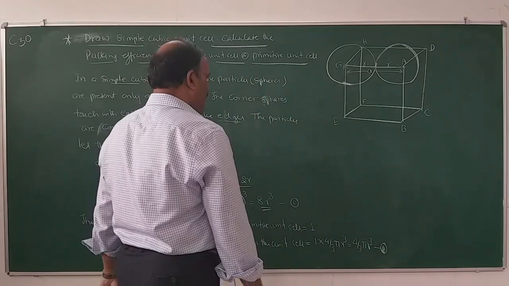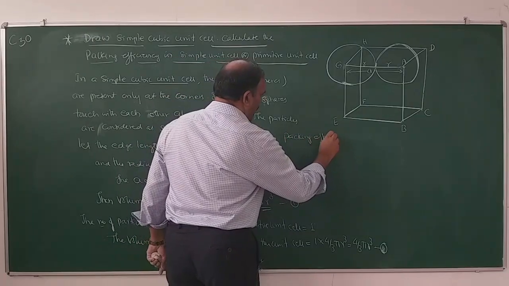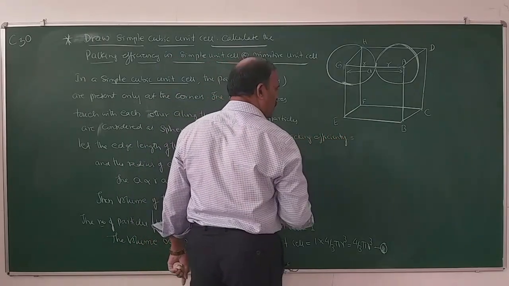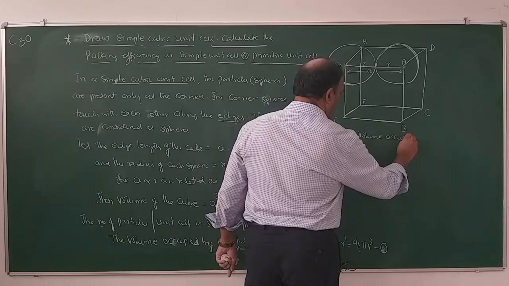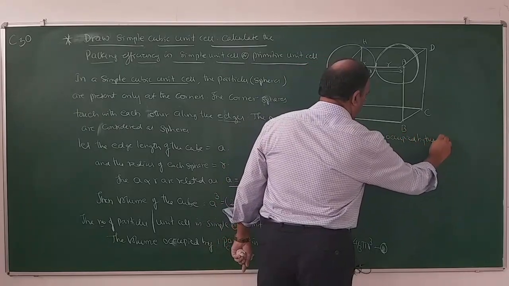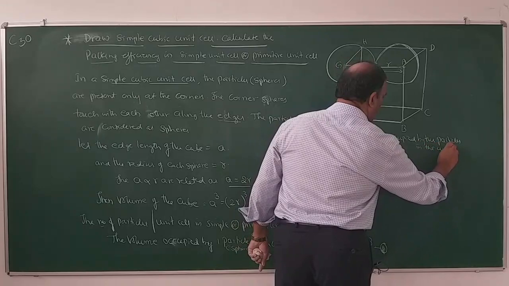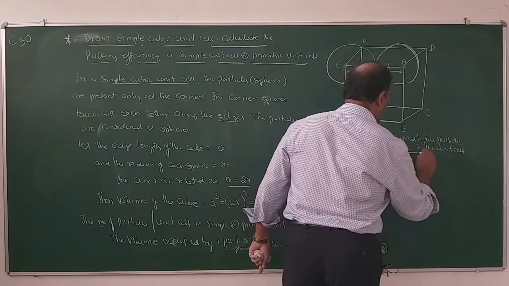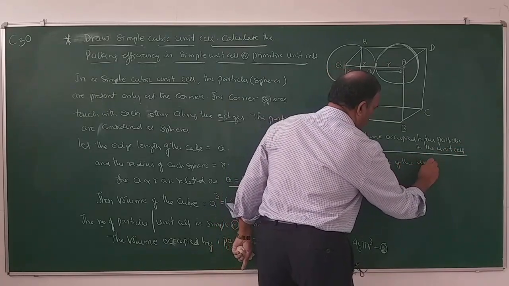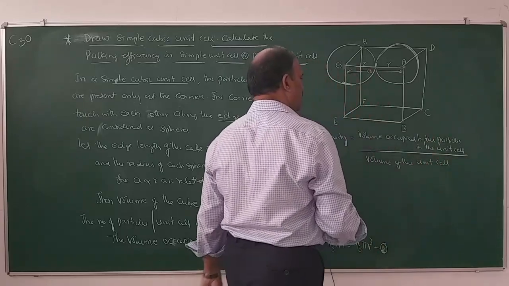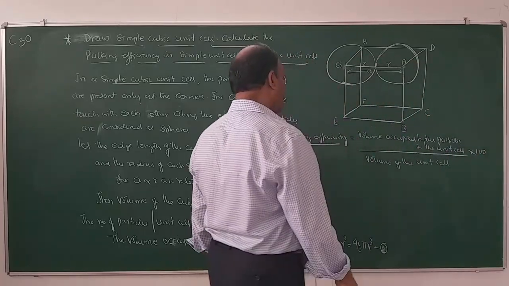Then what is the formula for packing efficiency? Therefore, packing efficiency is equal to volume occupied by the particles in the unit cell divided by the total volume of the unit cell into 100. So this is the packing efficiency formula.